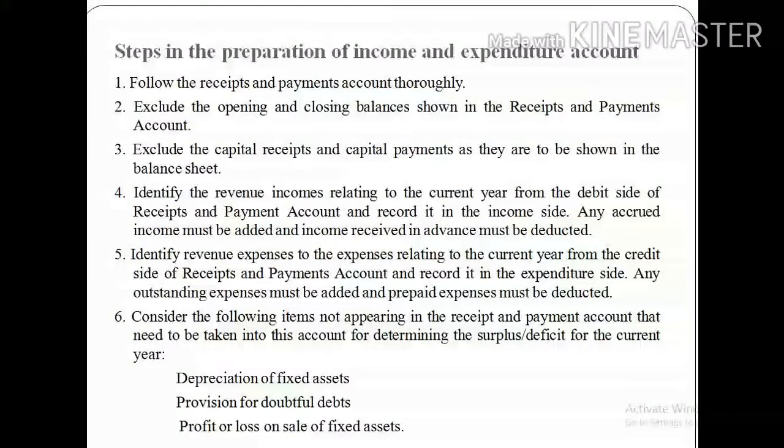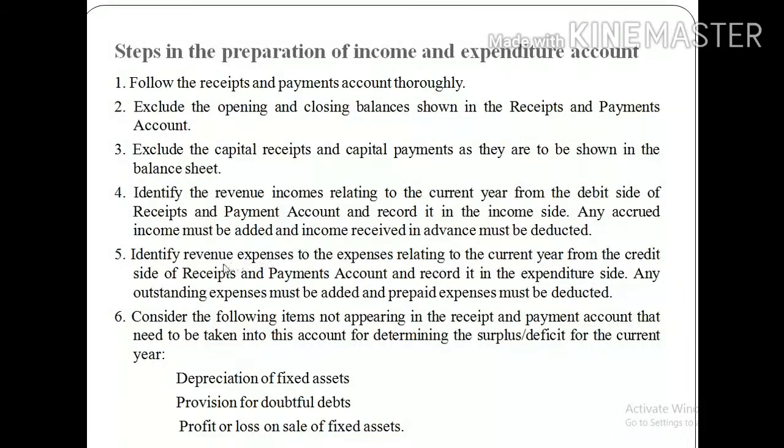Some adjustments are given at the time of preparing the income and expenditure account. In that adjustment, accrued incomes must be added and income received in advance must be deducted. So adjustments can also be done in the income and expenditure account.